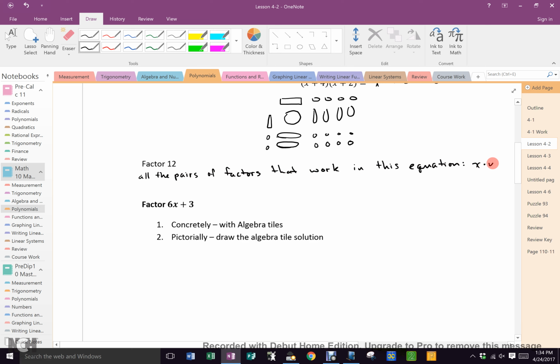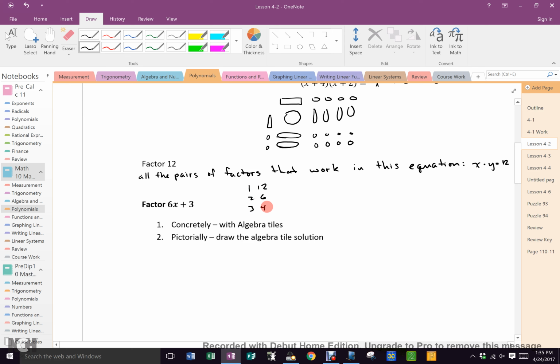X times y equals 12. So I need all the pairs of numbers, just pairs that will multiply to make 12. What is the first one? 12 and 1. 1 and 12 is the first pair of factors, because 1 times 12 is 12, right? What's the next one? 2 and 6. 2 times 6 is 12. What's the last one? 3 and 4.